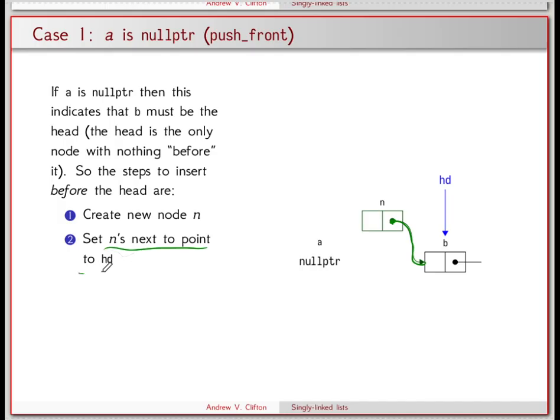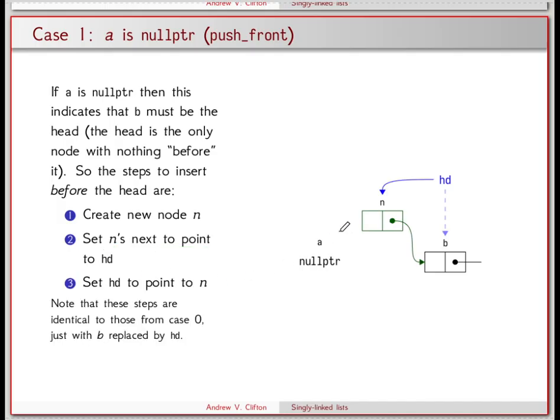Set N's next to point to the head. And then we update the head to point to N, because now N is the new first thing in the list here, right? This case is equivalent to a push front. One thing to notice is these steps are exactly the same as the ones in case 0, but we're replacing B with the head. So it's the same idea, it's just we don't have an A arrow next anymore.